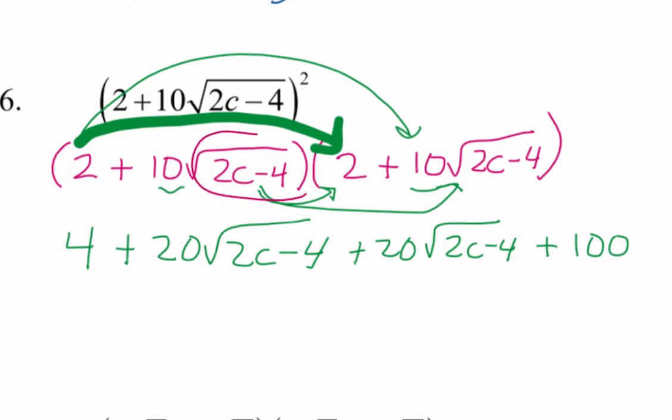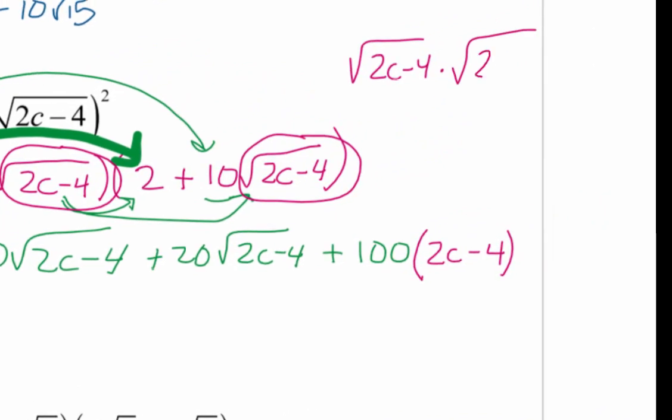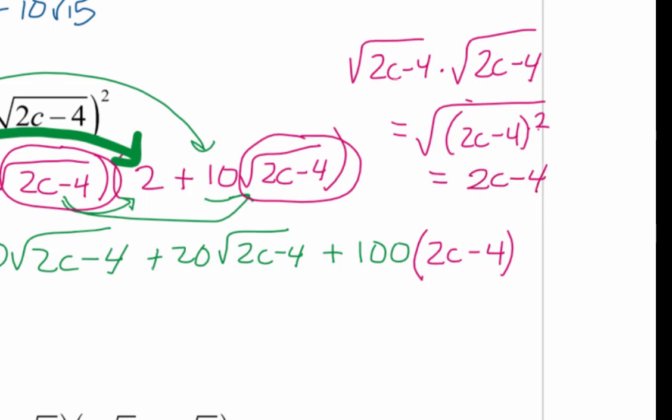Square root of 2c minus 4 times another square root of 2c minus 4 is equal to, put a parentheses, 2c minus 4, right? Okay, so let's talk about that. So the square root of 2c minus 4 times another square root of 2c minus 4 would be equal to the square root of 2c minus 4 squared. And so now you have a perfect square, so these undo each other, right? Squaring and square rooting, so that's how come we end up with the 2c minus 4.